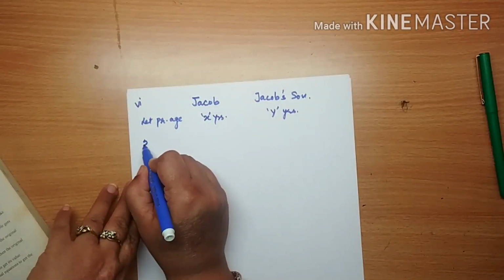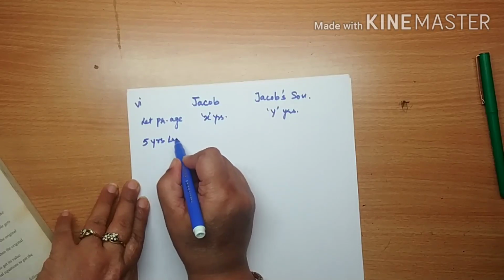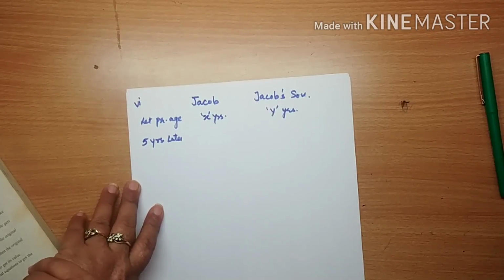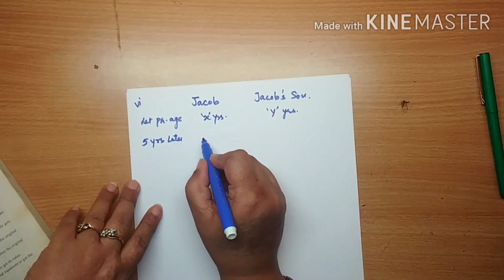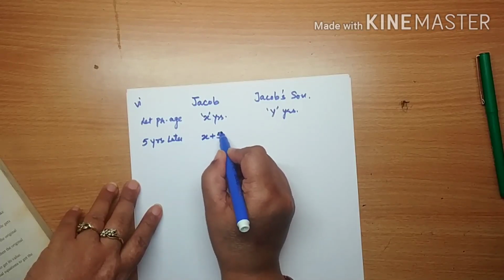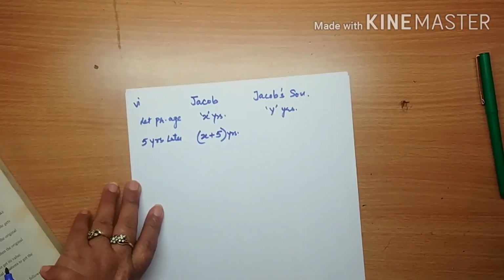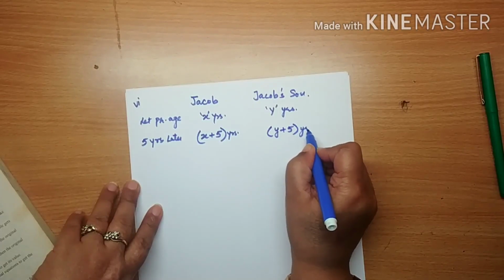Now 5 years hence. Hence means after 5 years. Suppose right now your age is 13 years. After 5 years, how old will you be? 13 plus 5, 18 years. Same here, if Jacob's present age is x years, after 5 years we'll add 5 to the present age. So Jacob's age will be x plus 5 years and his son's age will be y plus 5 years.